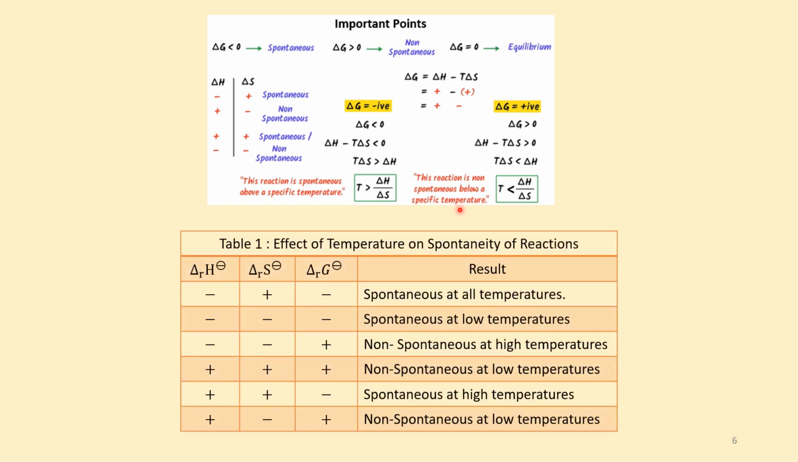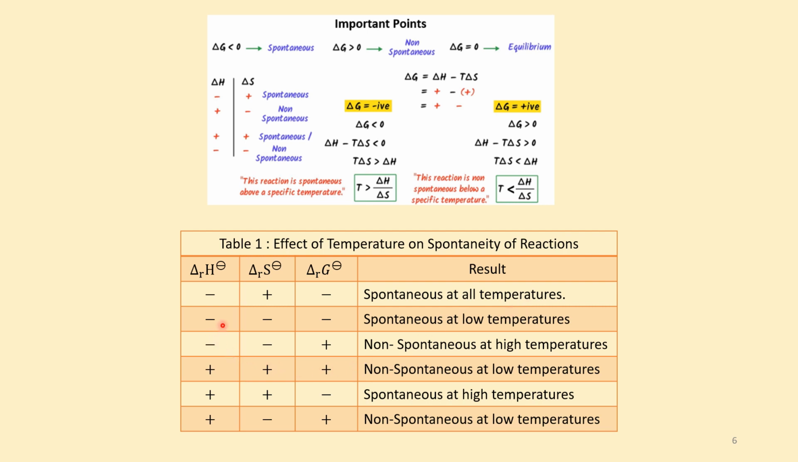Further, it is shown clearly in this table 1, the effect of temperature on spontaneity of reaction. Delta rH, delta rS and delta rG, all three are standard changes in enthalpy, entropy and Gibbs energy. If delta rH is negative, delta rS is positive and then delta rG is negative, so it is spontaneous at all temperatures.